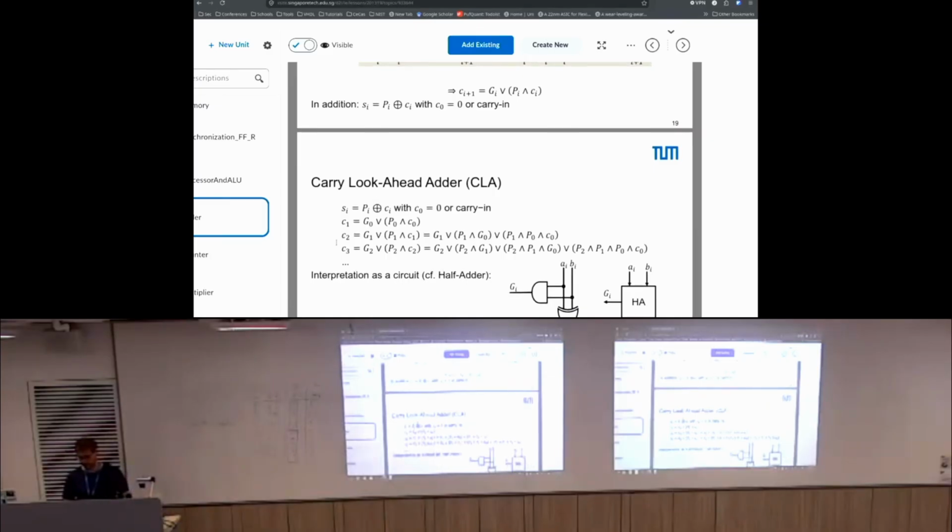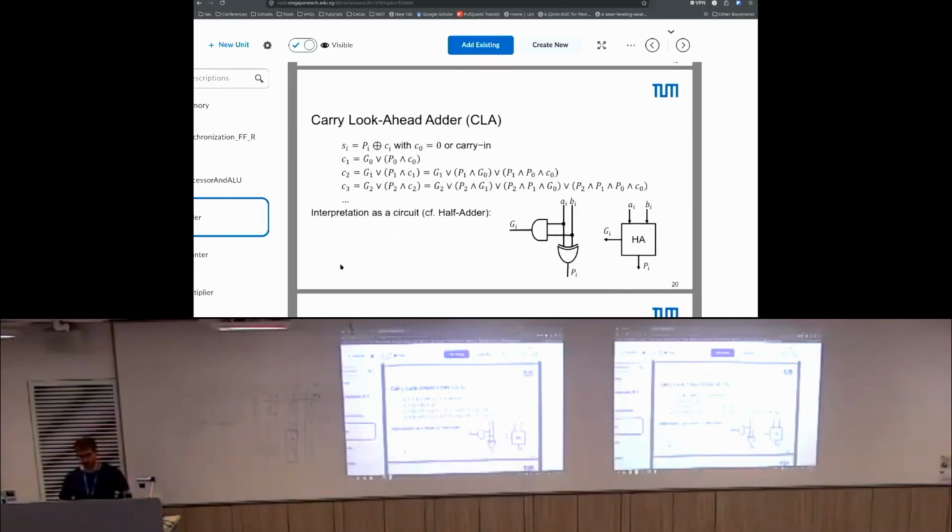And so how does this work for a carry look ahead adder now? The first carry, I guess, is very easy to understand. We have our generate, we have our propagate, and we have our C0, and that's it, right?